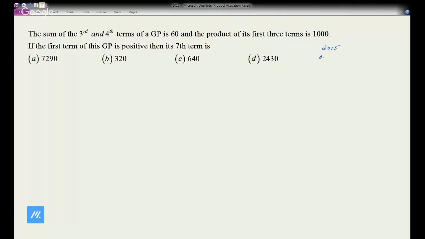2015 online paper two. Paper two had two questions again that time. So this is the first question of that year. Sum of the third and fourth terms, T3 plus T4 is equal to 60. This is given. And the product of its first three terms is equal to 1000.